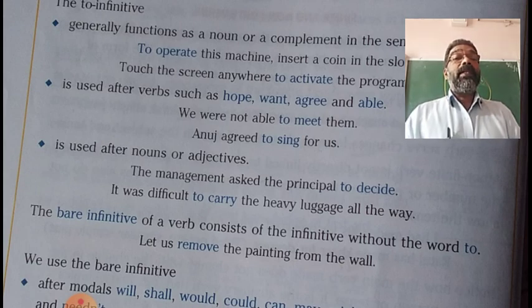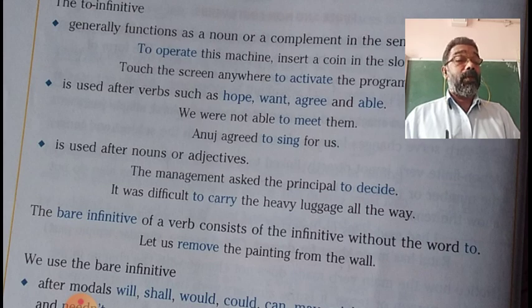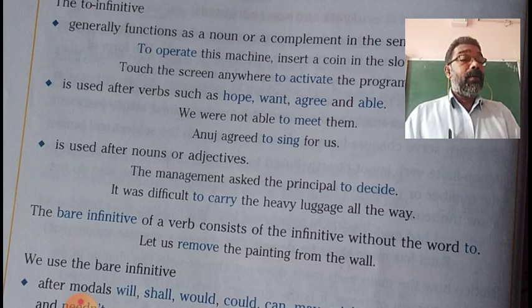Now the functions of the bare infinitive, or something more detailed about the bare infinitive, we will be dealing with in the next class.